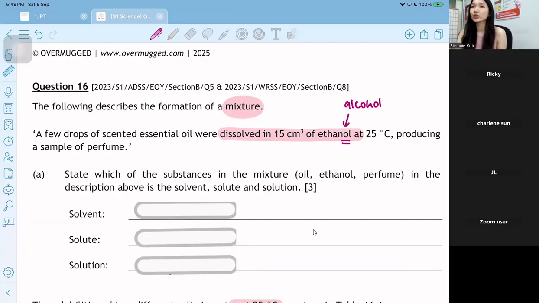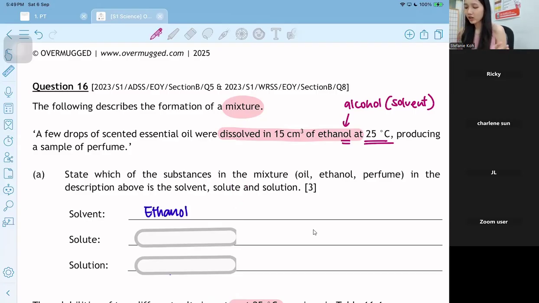Alcohol, is it solvent or solute? The solvent. So it's a type of solvent like water. Okay. So essential oil dissolved at a specific temperature, room temperature, producing perfume. Right, so you know what is the solvent already, which is the ethanol. What is the solute that you put inside to dissolve? Quite simple, right? Intuitive. You're putting this inside to dissolve. So essential oil is your solute.